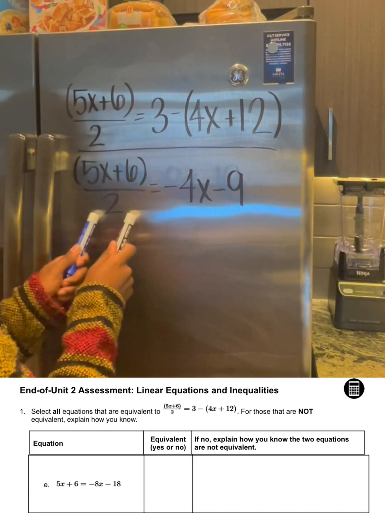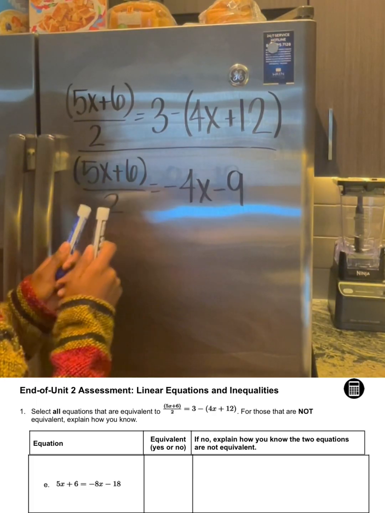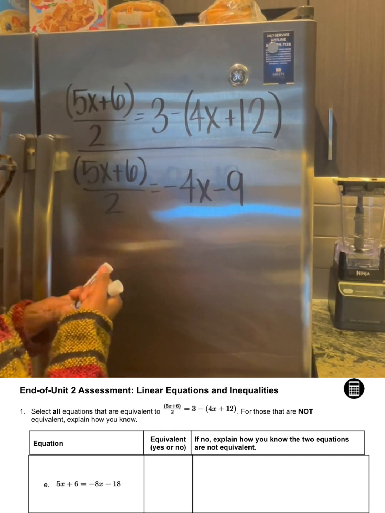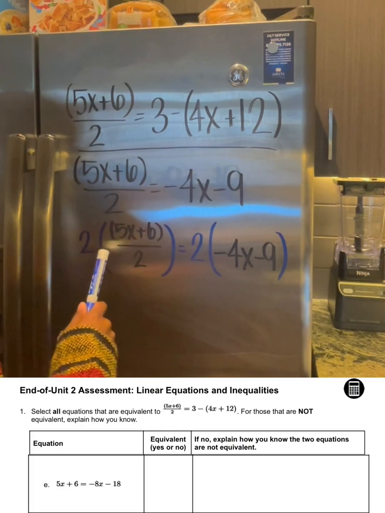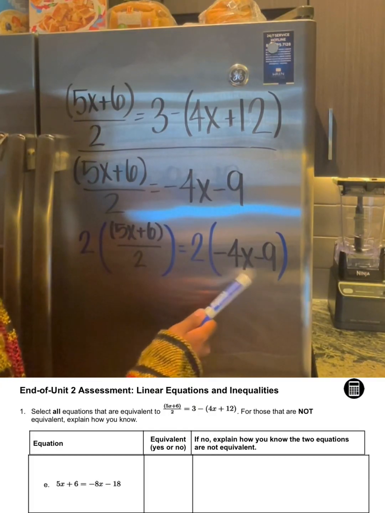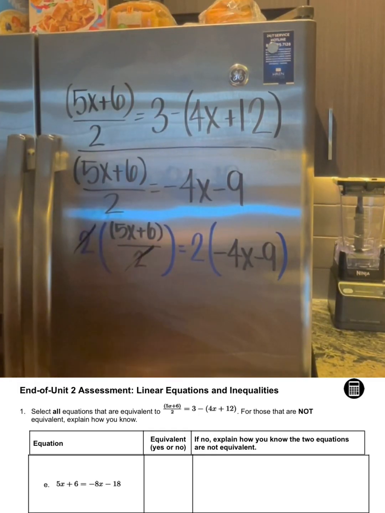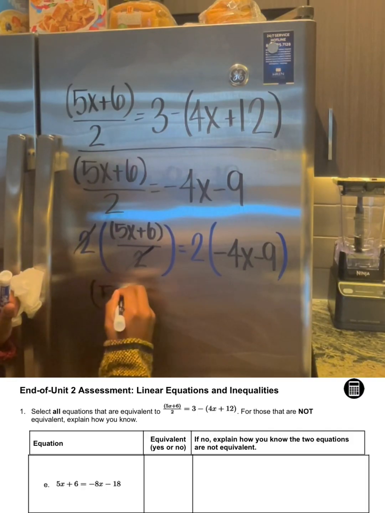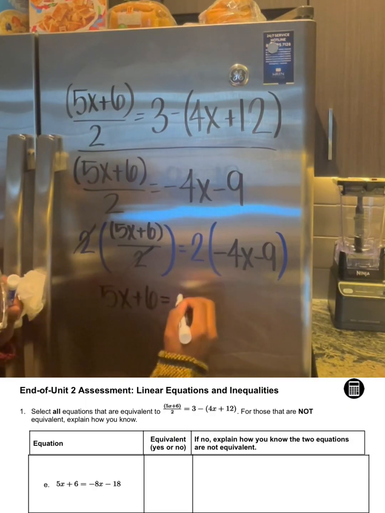Now, in order for us to get rid of the 2, what do we have to do? Multiply by 2. Multiplicar por dos, okay? So when I multiply by 2, multiplicar este lado, tienes que multiplicar este lado, okay? So when I do that, these cancel out. That leaves me with 5x plus 6. And you really don't need the parentheses no more. 5x plus 6.